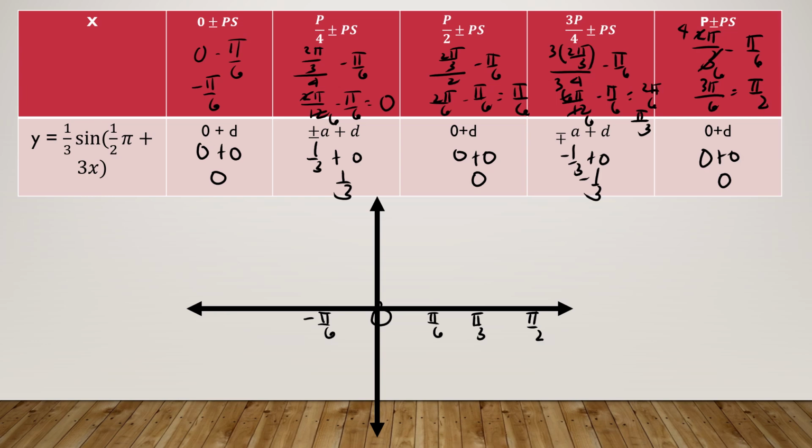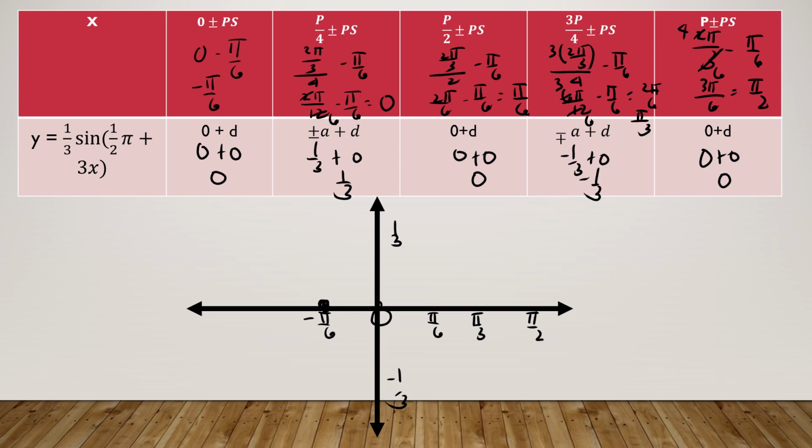After that, we're going to check what are the values on y. The values on y are negative 1/3, 0, and 1/3. So, therefore, we're going to write 1/3, 0, and negative 1/3. Now, let's plot. If it is negative pi over 6, that is 0. So, we're going to plot the points.